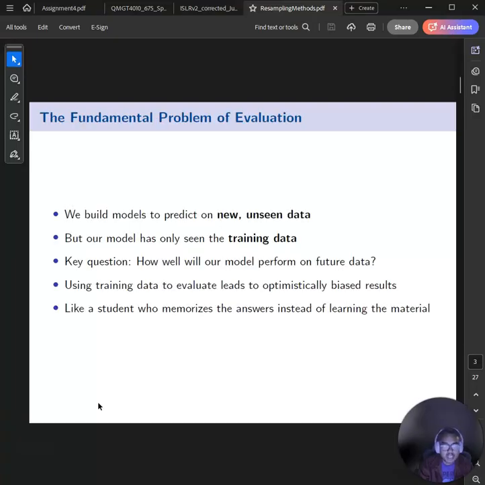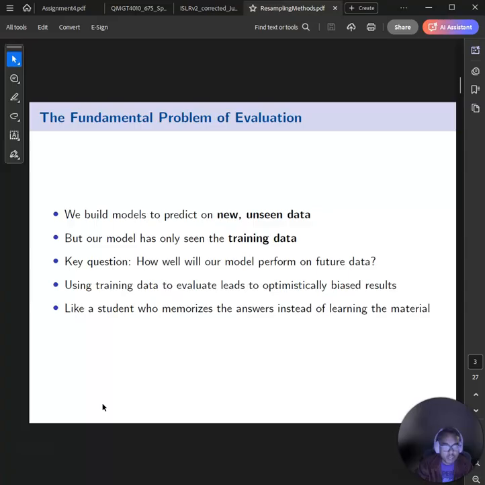So the fundamental challenge that we face in statistics and machine learning is evaluation. We build models to make predictions on new unseen data, but how do we know if they're performing well? That is the fundamental problem of evaluation. Think about it in this way. When we train the model, it only sees the training data. It's like a student who has only studied certain practice problems, but the real test comes when they face new problems that they haven't seen before.